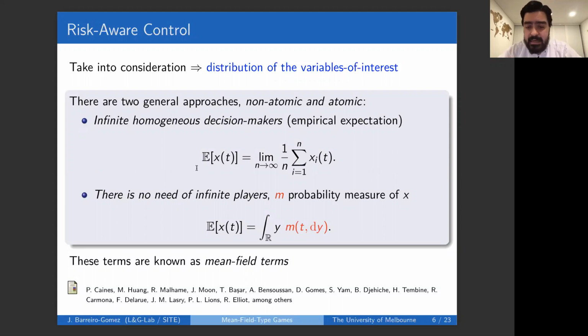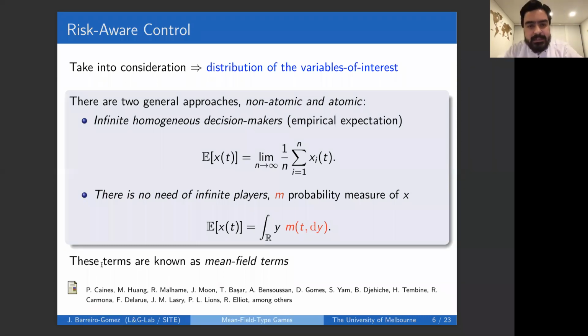So in this slide, I would like to say, of course, that there are many researchers working on the field in both approaches, in non-atomic games and also in the atomic part. So here below, I present some important names that work on this, like Keynes, Juan Malamé, Tamer Bashar, Ben Swossan, and so on. And there are some people also working on the discrete time approach.